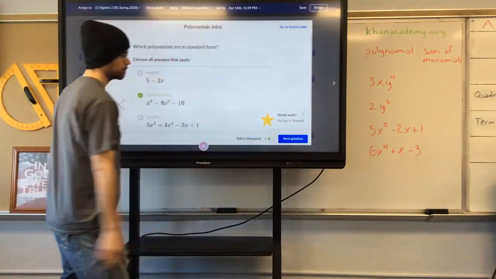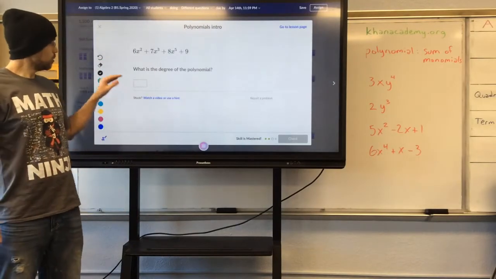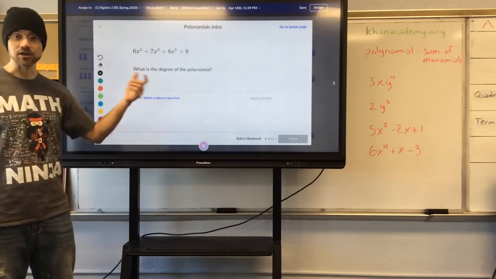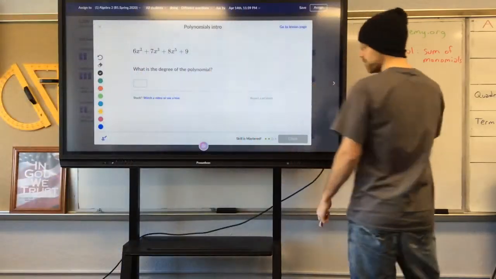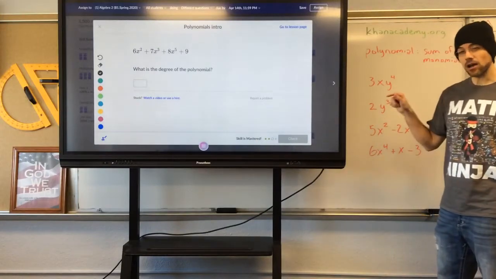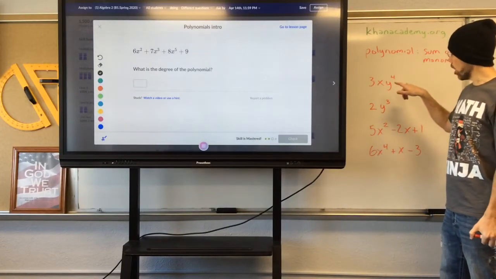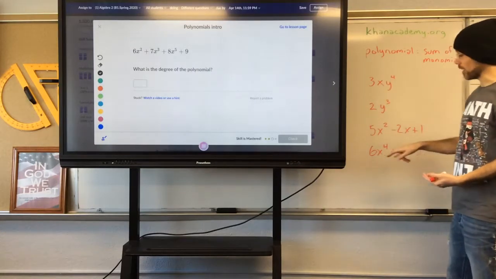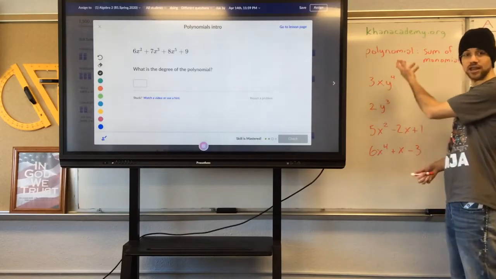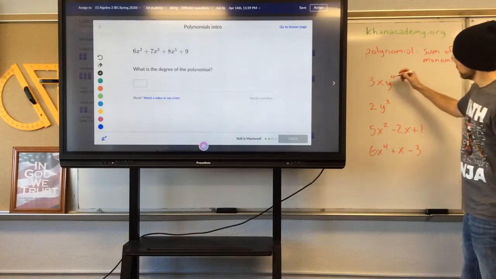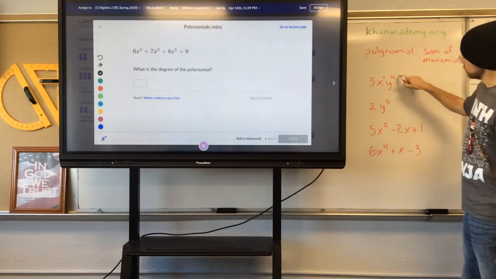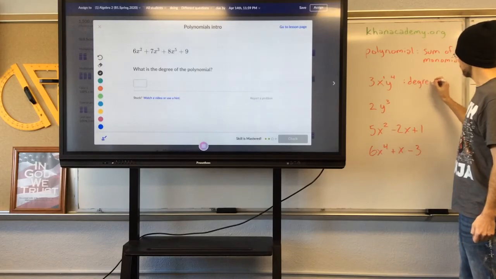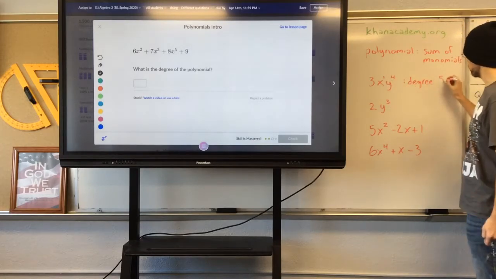Let's look at the next. What is the degree of the polynomial? Now they're asking us a new question. So we need to talk about what degree is. The degree of a polynomial is the sum of the exponents on the greatest term. So the first term, if you write it in standard form, is going to have the highest exponents. So in this case, this is x to the first times y to the fourth. The degree would be 1 plus 4 is 5.